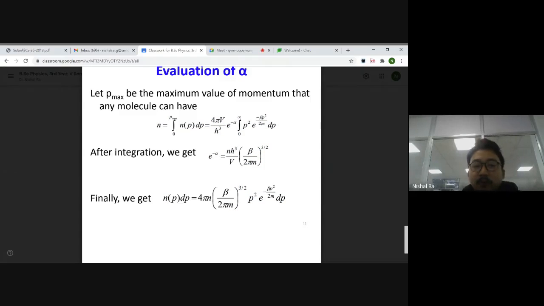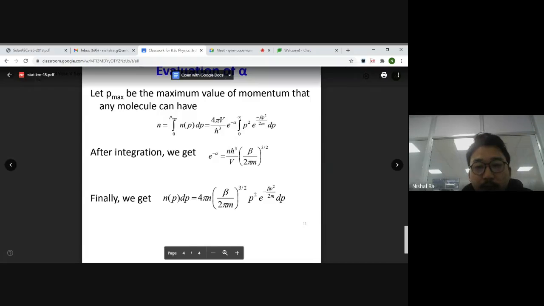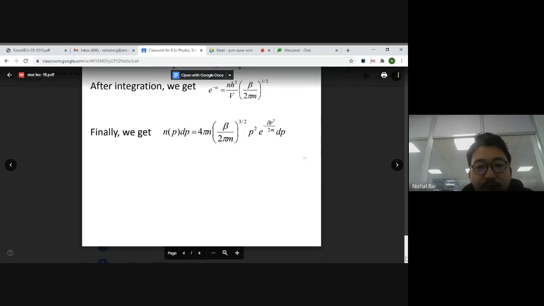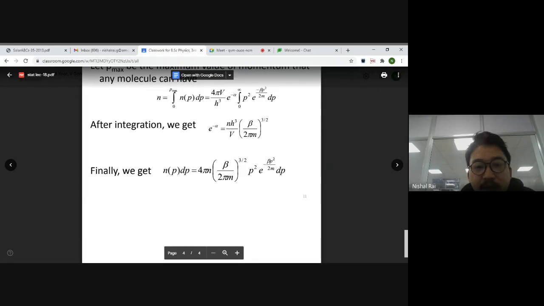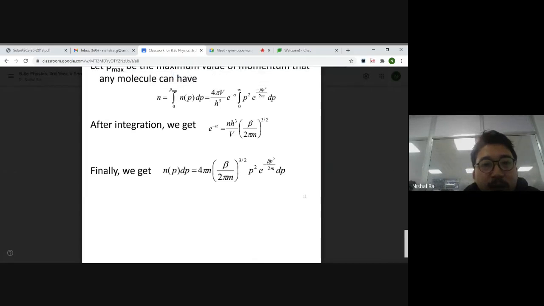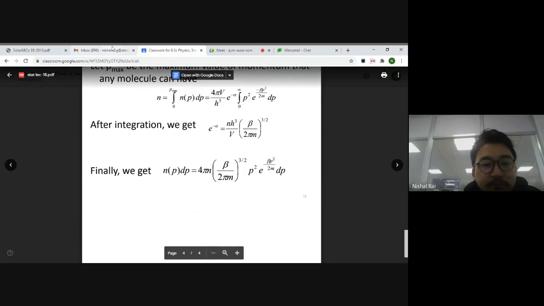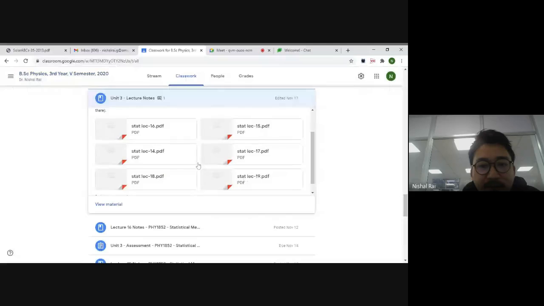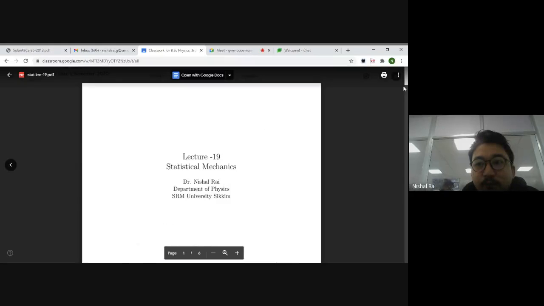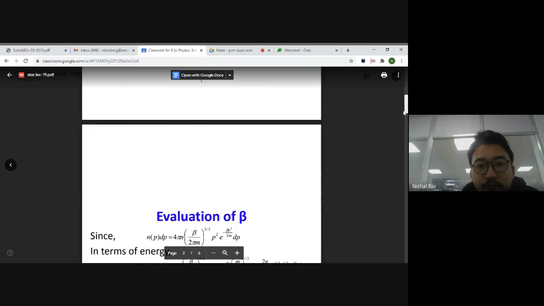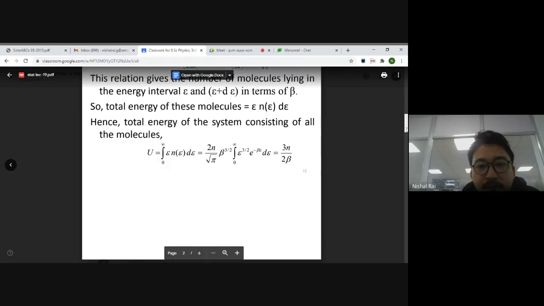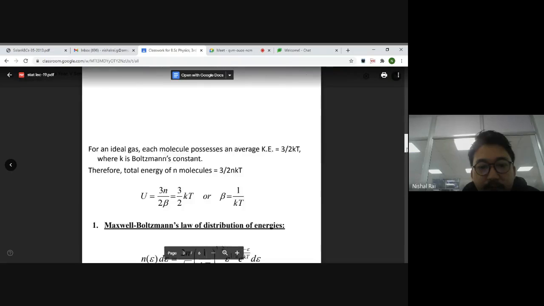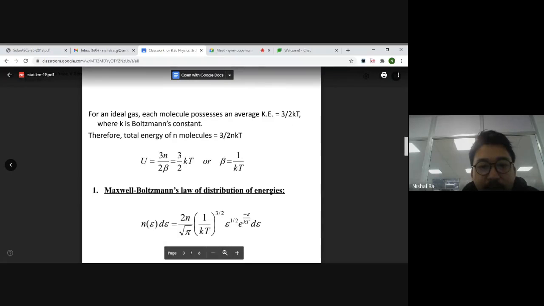Now can you see neither g is appearing over here nor alpha is appearing over here. Now we have taken care of two constants. Finally we are left with a single constant, which is beta, and beta is basically what? 1 by kT. Beta is 1 by kT, that we have over here.